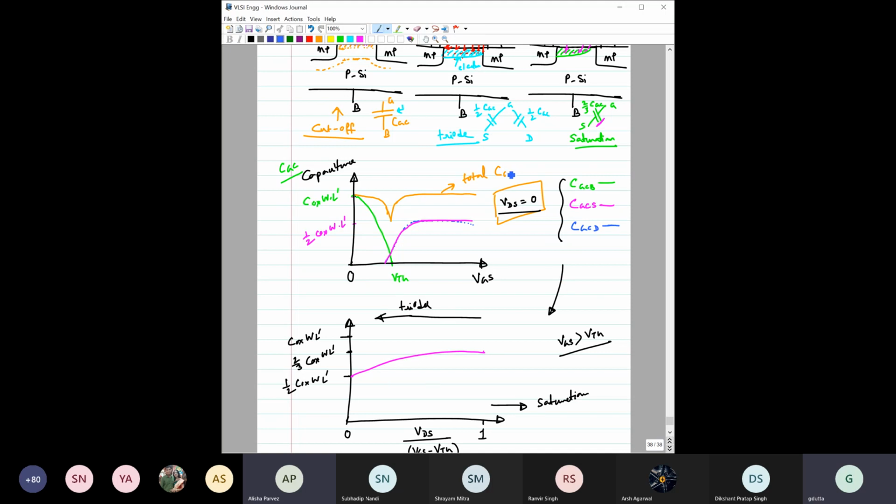And the other one is the blue, CGCD. For CGCD we have seen that this value would be half of this, so it will start from here. Finally, at saturation, the channel is disconnected from the drain end, so this value becomes equal to 0. So finally, if I have to plot the total capacitance, I can draw it like this. This is CGC, this is CGCS, and this is CGCD.